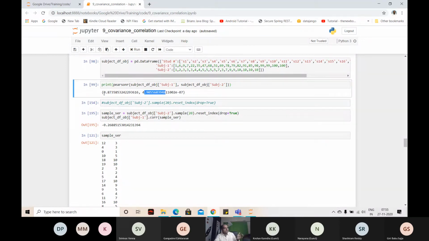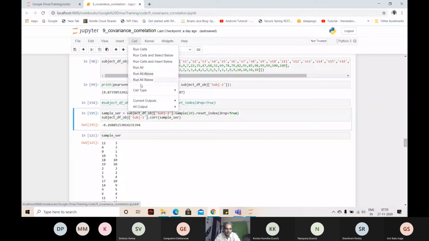The z-score or t-score for this 0.87 is very big. Either it is negative or positive, it is very big. Let me try to explain that also.